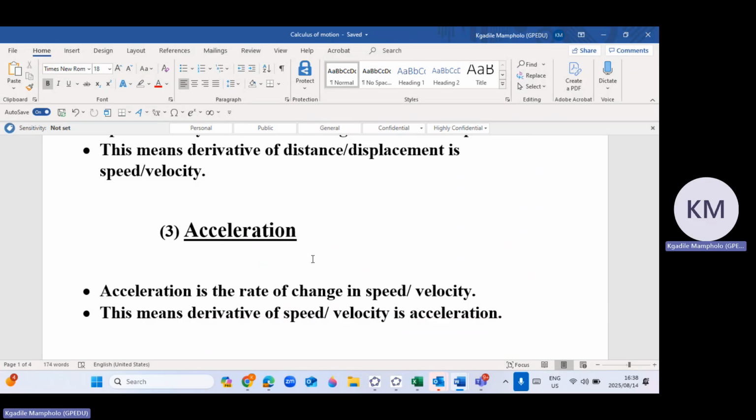So if you are given distance or displacement or height, to get velocity or speed, you differentiate the expression of distance, displacement or height. If you're given velocity or speed, and you're required to determine the acceleration, you will differentiate, because acceleration is the change in velocity or change in speed. Remember, in calculus, when you see the word change or anything to do with change, you will differentiate.